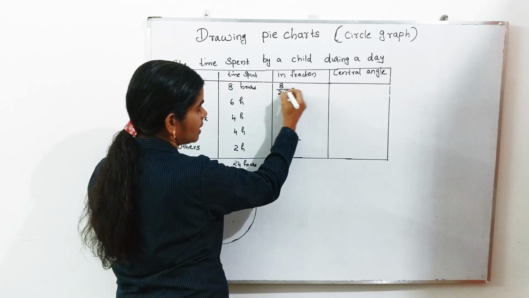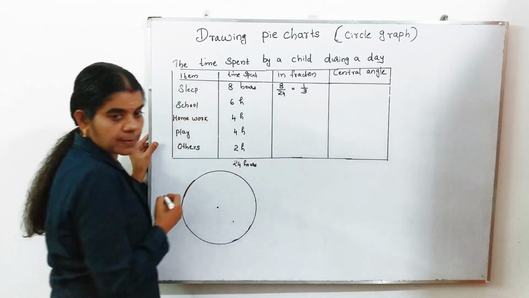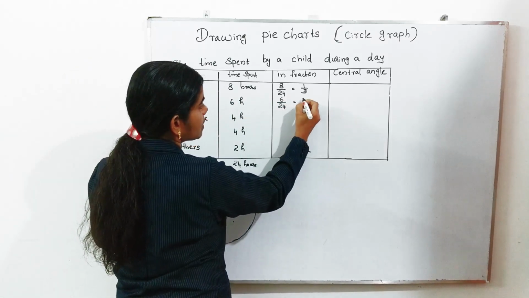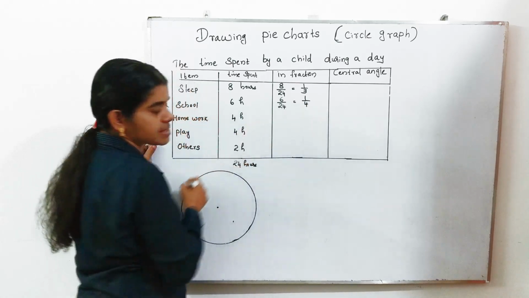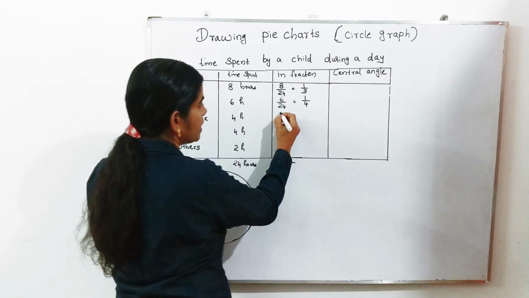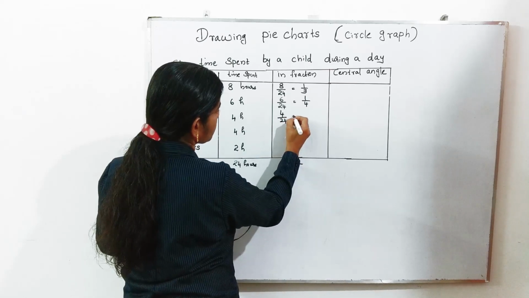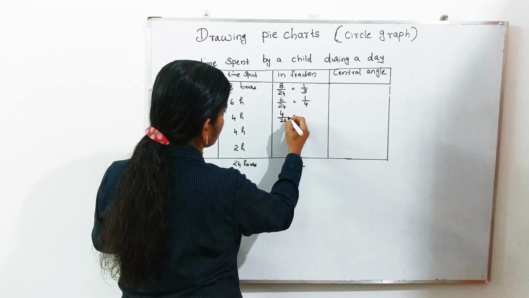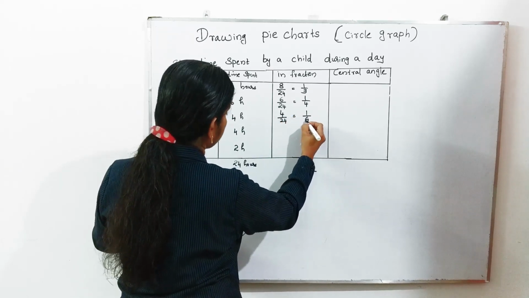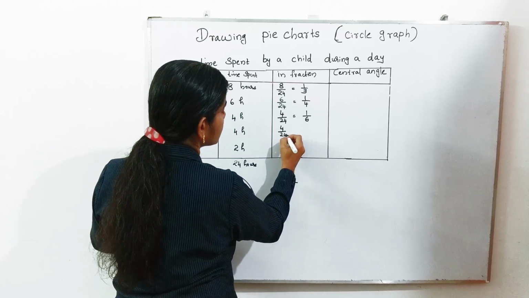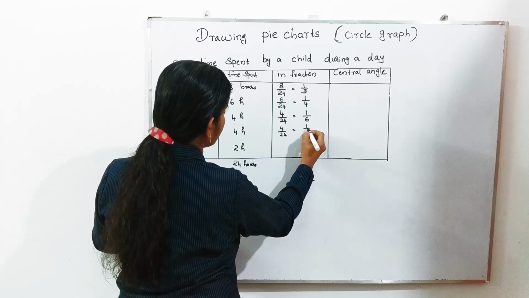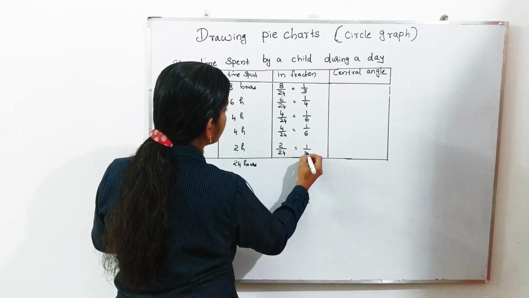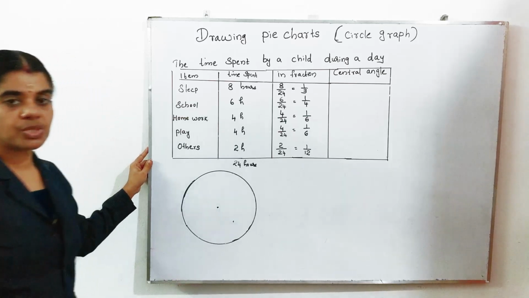We can make this small, that is equal to 1 by 3. Like that, 6 by 24, because total 24 hours, is 1 by 4. We can cut 6 and 24, you will get 1 by 4. Again 4 by 24, that is equal to 1 by 6. Then 2 by 24, that is equal to 1 by 12. This will be the representation of fraction.